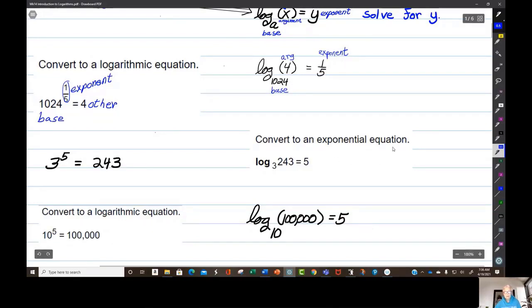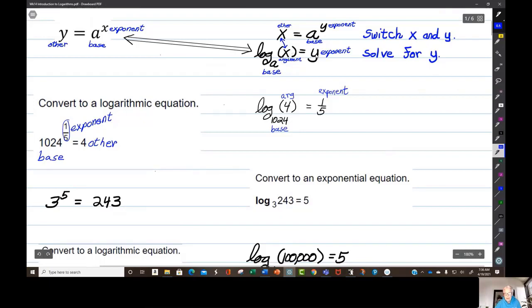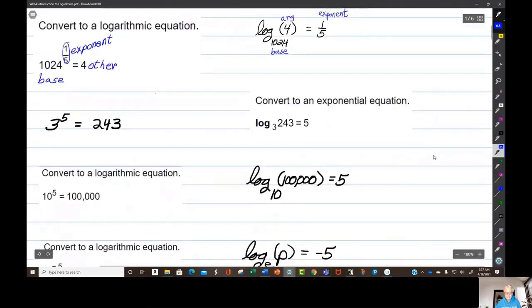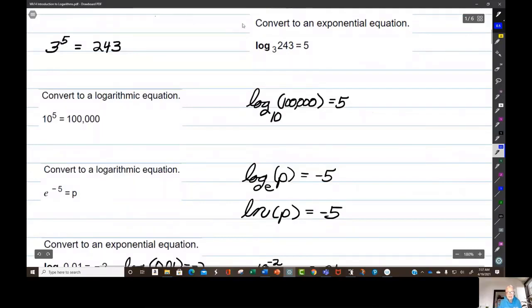We can go the other way also. We can go from log base a of x equals y over here, back here. Why? Because these are exactly equivalent. You can always go back and forth between exponential functions and logarithmic functions, exponential equations and logarithmic equations. Here's the second, this is number two in your homework. We're supposed to change log base 3 of 243 equals 5 to the matching exponential function. So we're going back this way. It helps to label. This number down here is always the base.